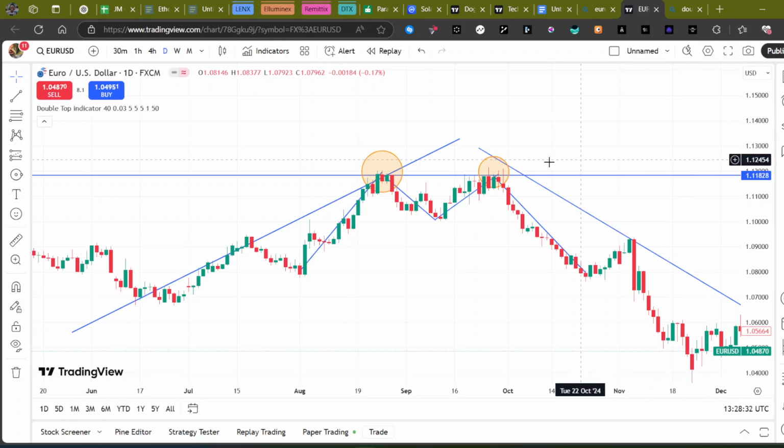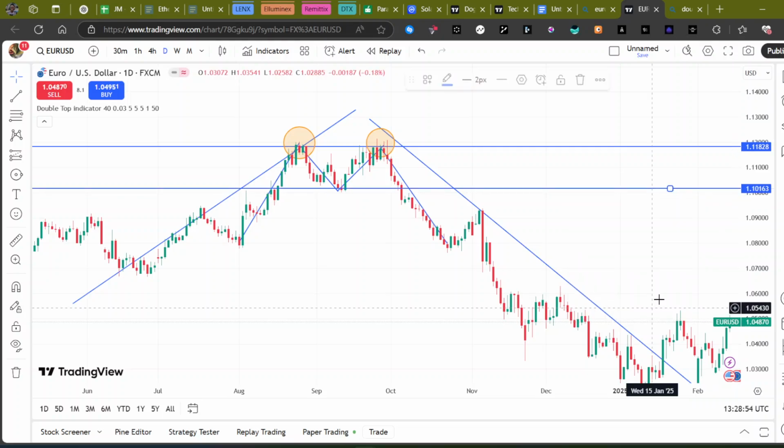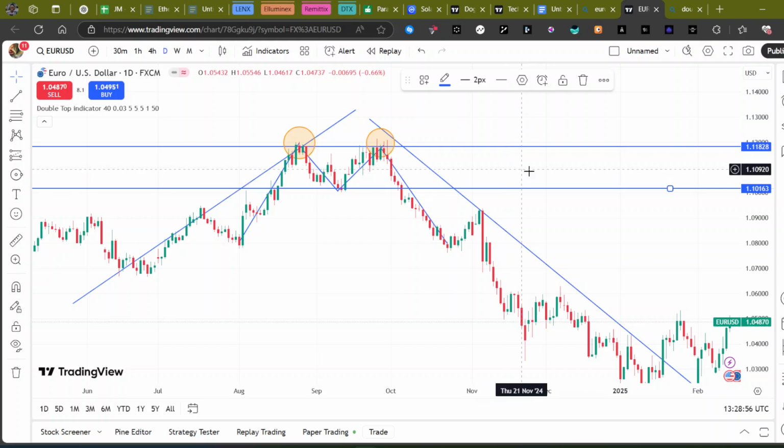Okay, so here's how it works. For the first peak, price moves up and reaches a high, then pulls back. Then for the second peak, price moves up again, fails to break the first high, and pulls back again. Then we have a neckline. For the neckline break, it is if price breaks below the support level that is in between the two highs. It's called the neckline. So when price breaks below it, it confirms the pattern and signals a potential downtrend.